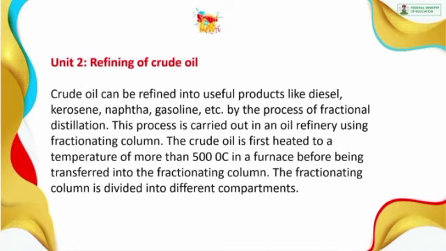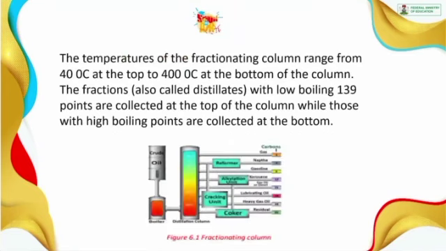The crude oil is first heated to a temperature of more than 500 degrees Celsius in a furnace before being transferred into this fractionating column. And the fractionating column is divided into different compartments. The temperatures of the fractionating column range from 40 degrees Celsius at the top to 400 degrees Celsius at the bottom of the column. The fractions are also known as distillates, and those with low boiling points are collected at the top of the column, while those with high boiling points are collected at the bottom.